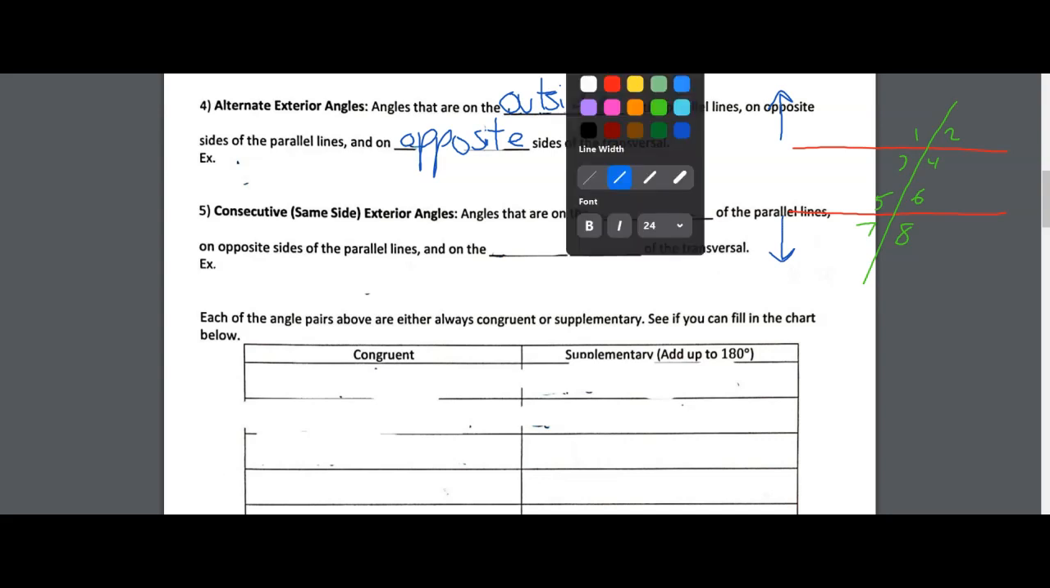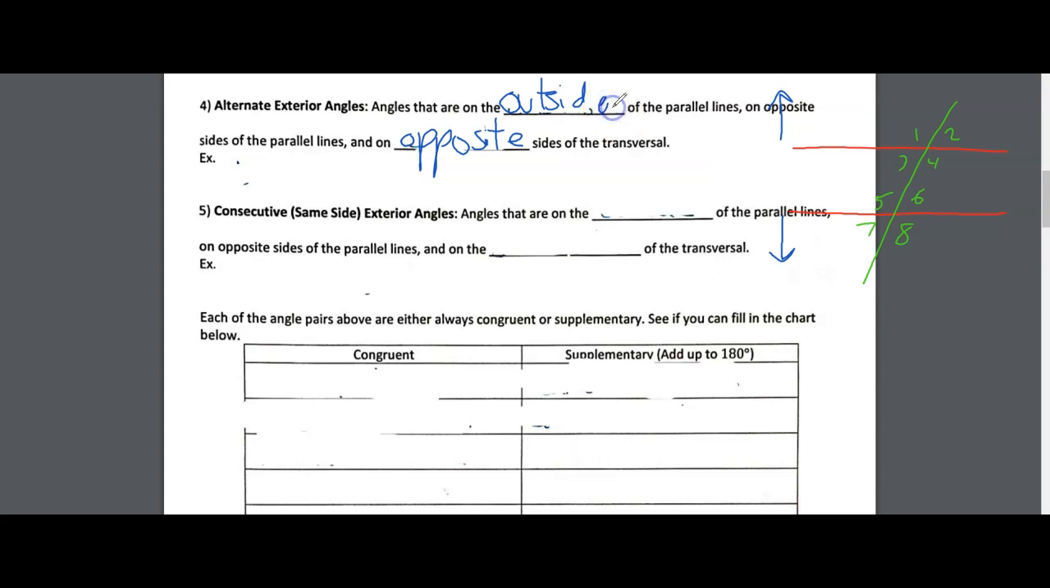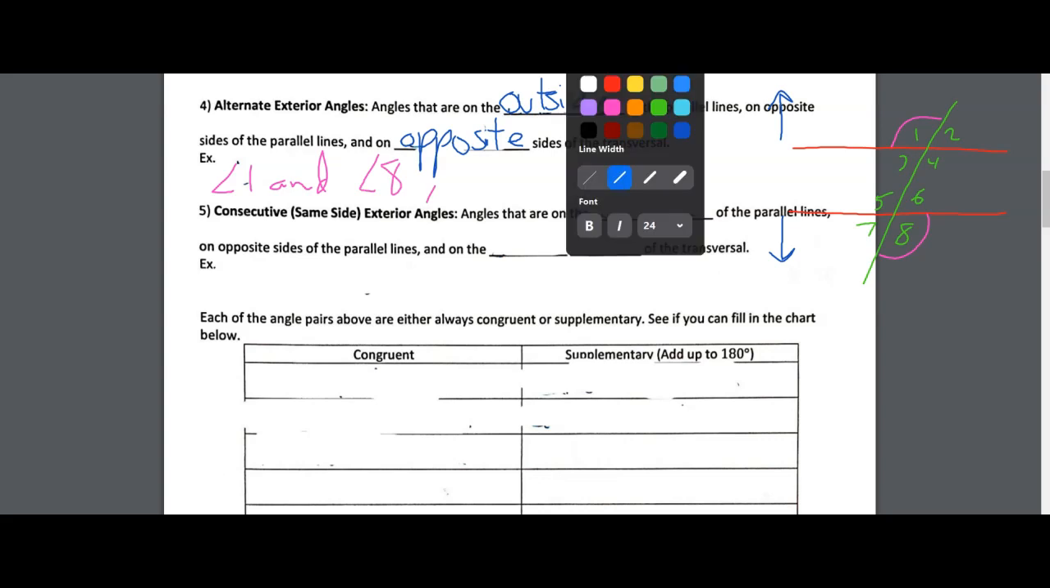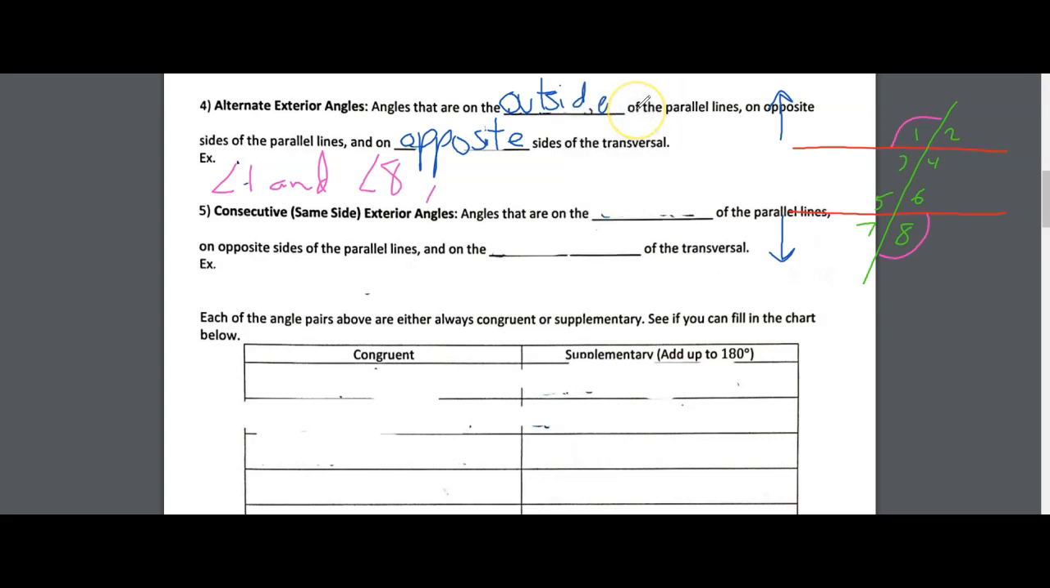So let's pick an angle. Let's pick angle 1. So they have to be on opposite sides of the parallel lines. So that means I can't choose angle 2 because that's on the same side of the parallel lines. That would be on the top, just like angle 1. So I've got to either choose 7 or 8. But they also have to be on opposite sides of the transversal, so that eliminates 7. So angle 1 and angle 8 are alternate exterior angles. Angle 1 and angle 8. We also have two others. We have angle 2 and we have angle 7.